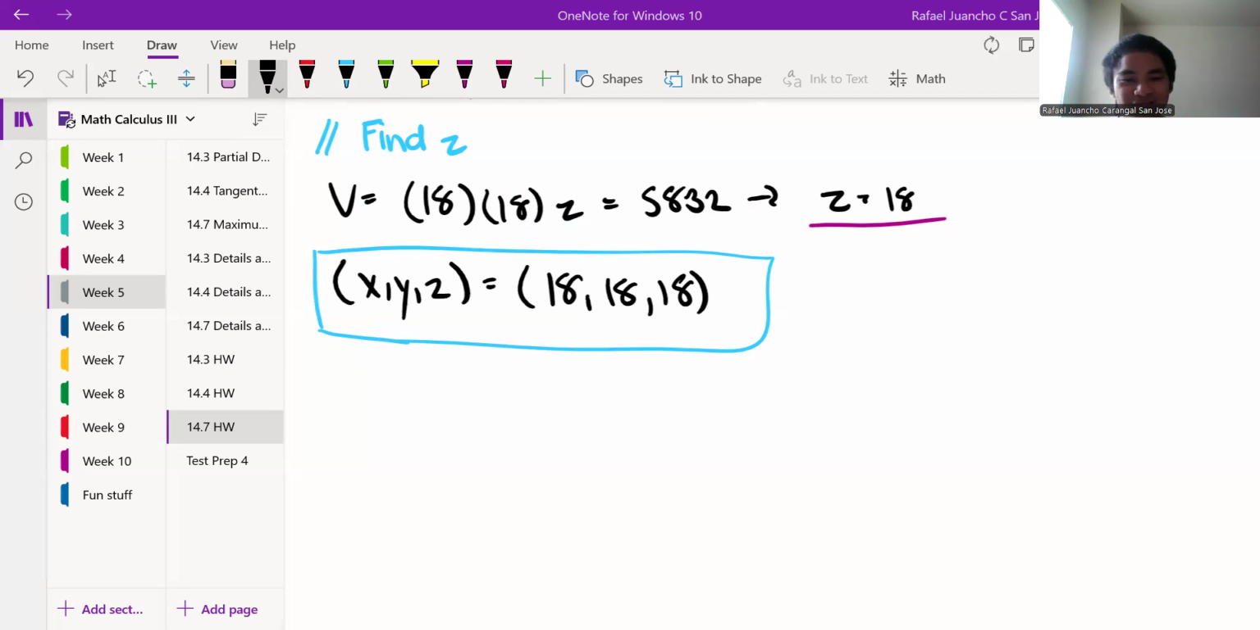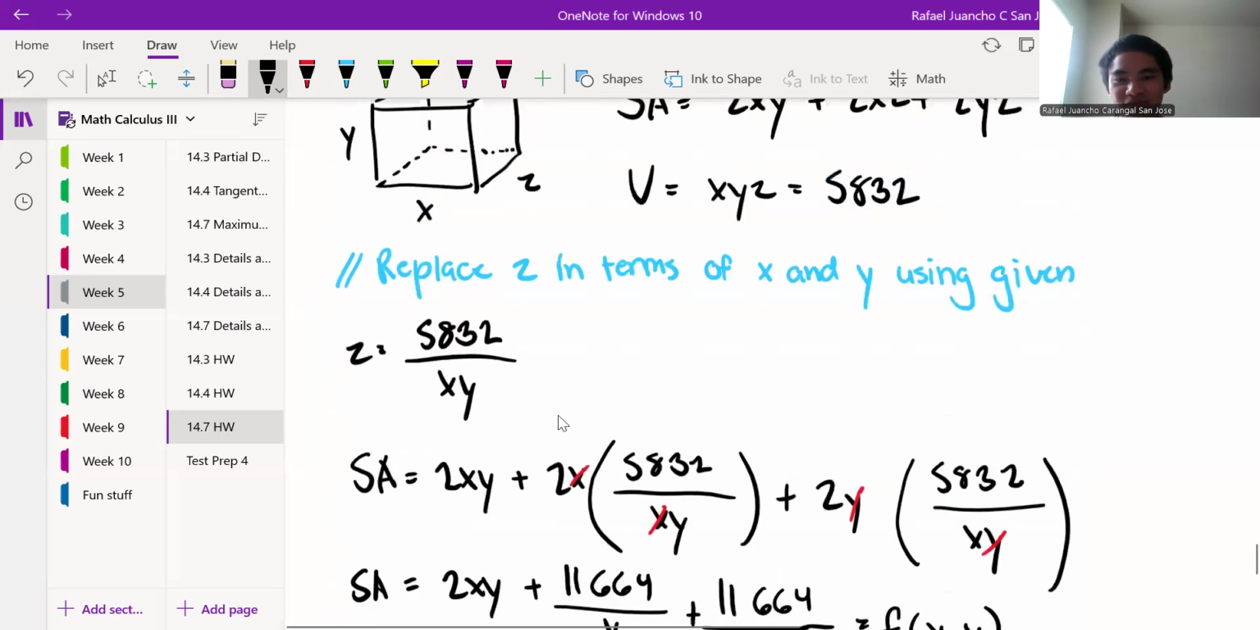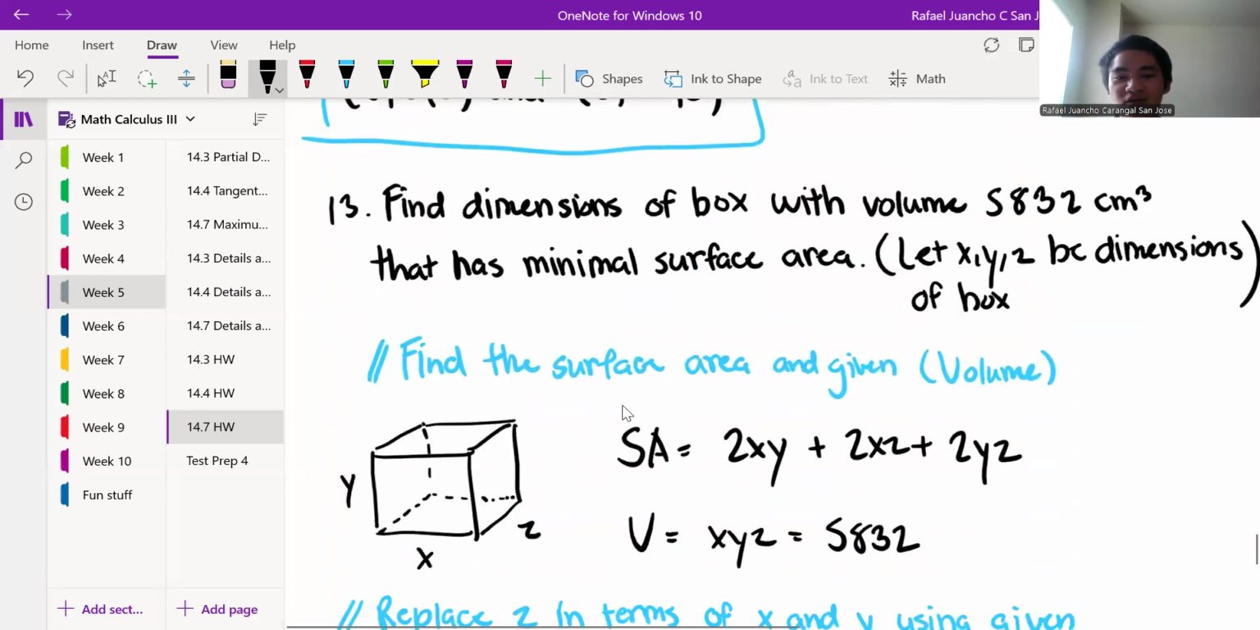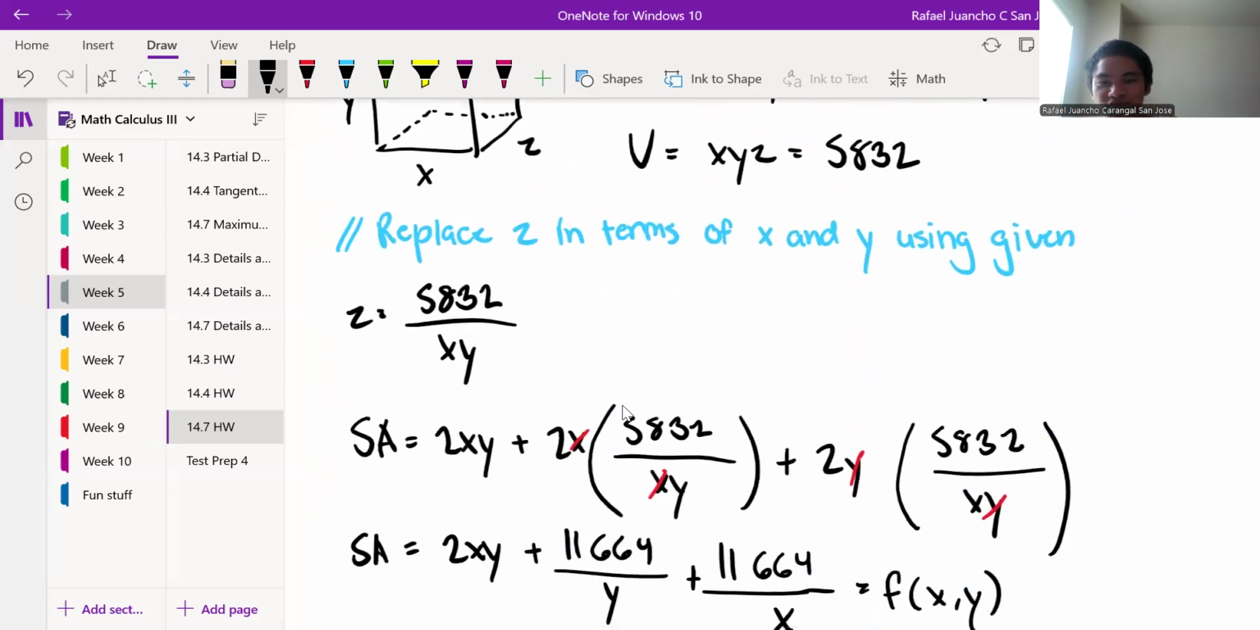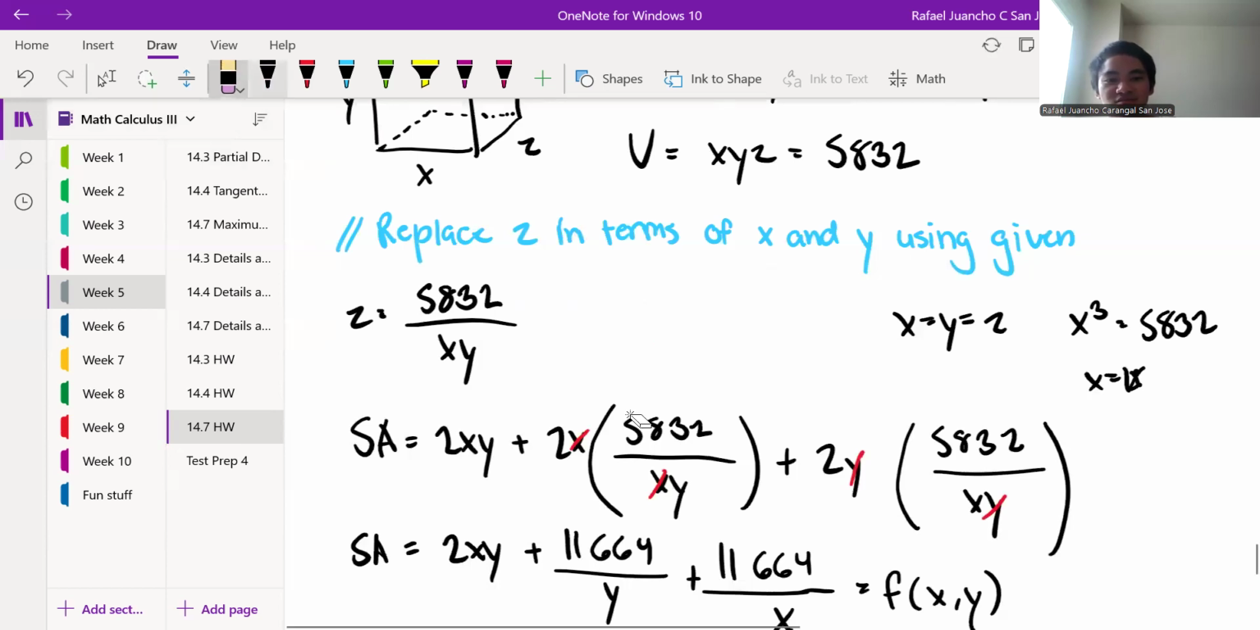Okay, the easier way of doing this would be just to use that volume. And since we know it's a box, we just treat all of them as one variable. So we say x is equal to y is equal to z. That's one statement that we have. And so we can just say x cubed is equal to 5832, and then we say x is just 18. And so that means y is also 18 and z is also 18.